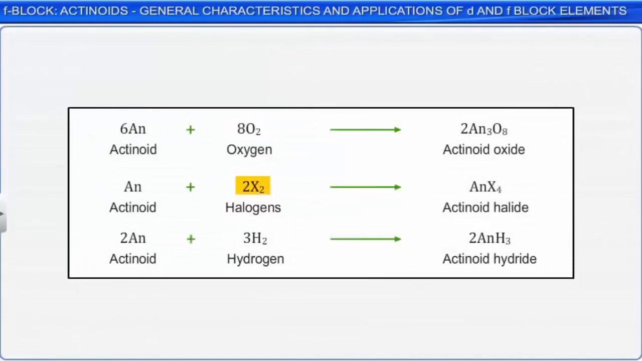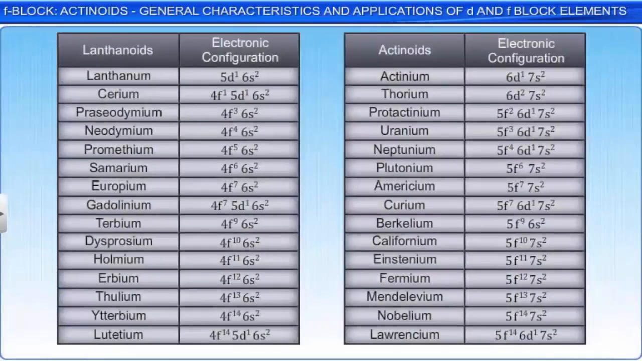Since in both the series of elements, the f orbital is progressively filled, the two series of elements resemble each other. On the other hand, they also differ from each other due to the lower binding energies of the 5f electrons in actinides than those of the 4f electrons in lanthanides. The important differences between the lanthanoids and the actinoids are summarized in the table given here.